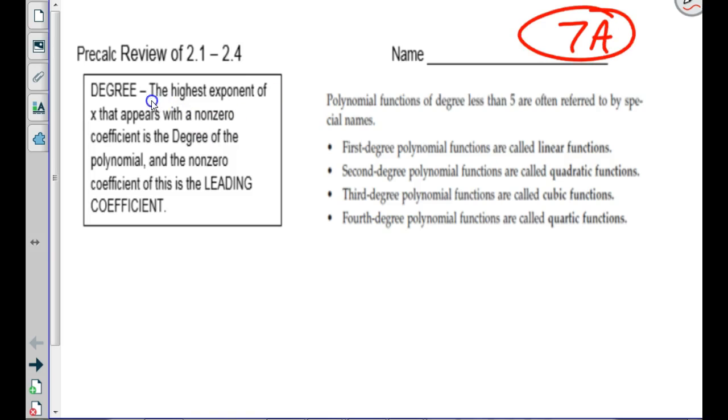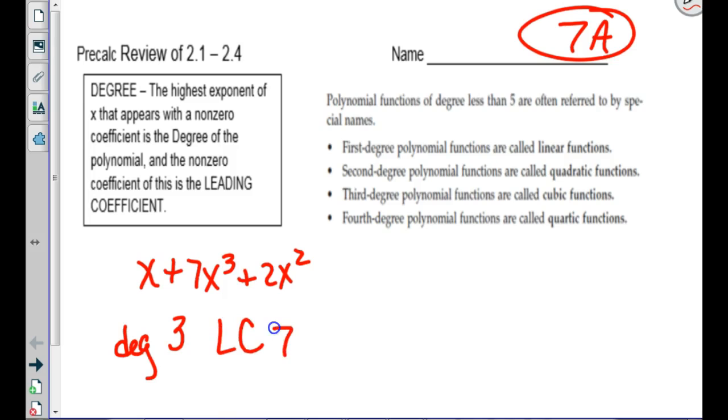The highest exponent of a polynomial will tell you the degree, and the big number out in front of whatever that term is the leading coefficient. So even if we write something like this, it's degree what? Degree 3, leading coefficient 7.